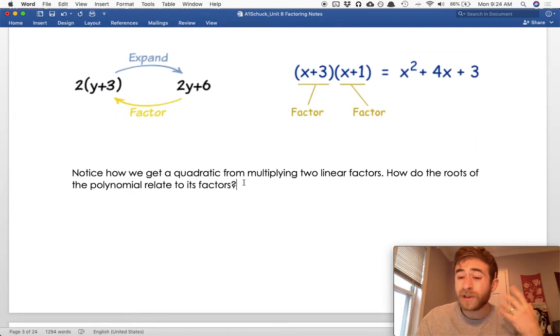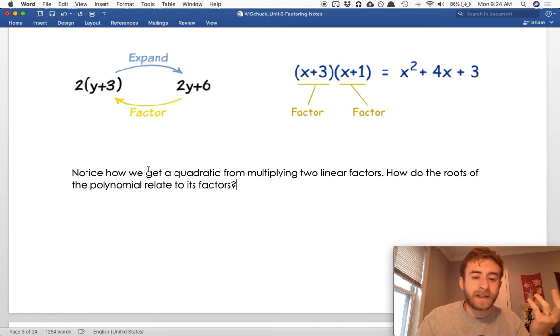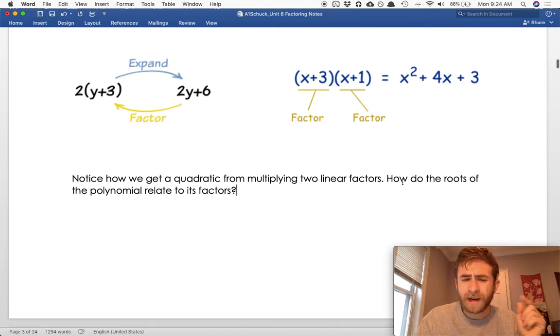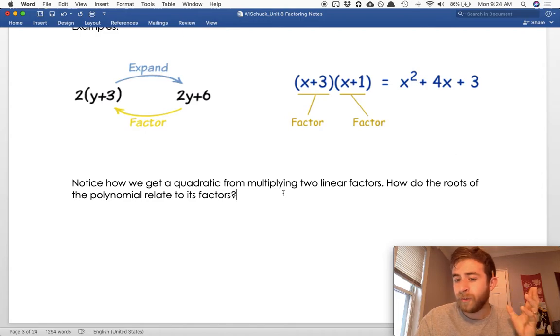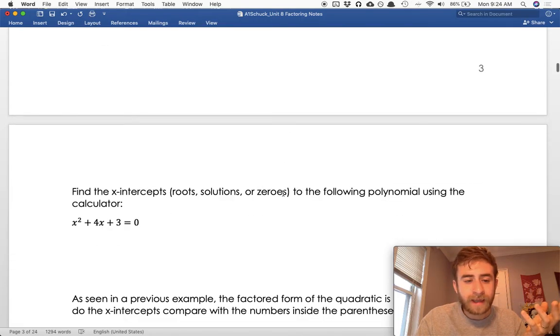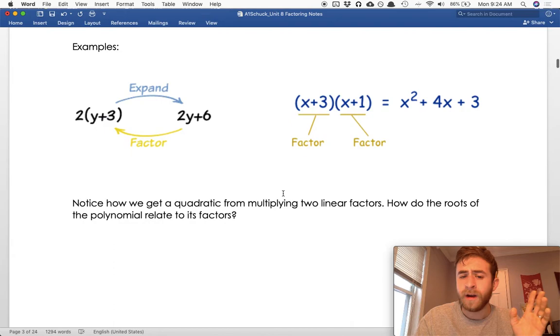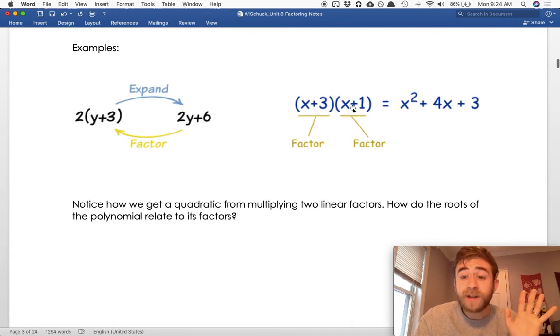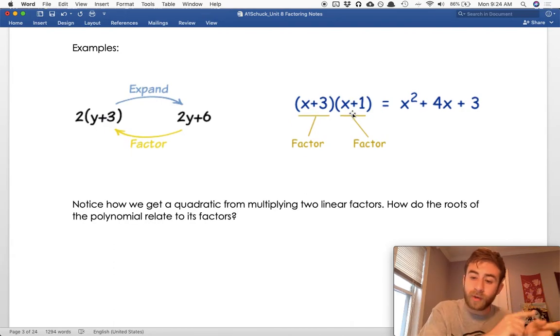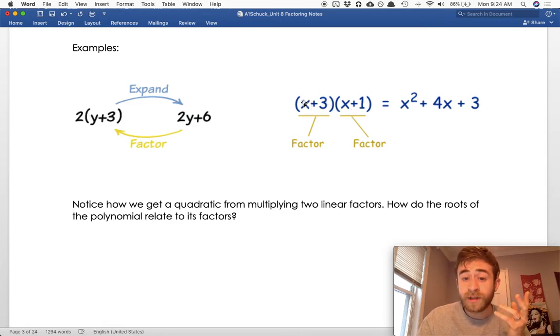And again, we saw this result from the last video. It says, notice how we get a quadratic from multiplying two linear factors. How do the roots of the polynomial relate to its factors? We're going to talk about what the roots mean on the next page, so I won't go too far. But just saying, if we did the FOIL method, and we did this question in the previous video, so check that one for that, it multiplies first times first, outside times outside, inside times inside, last times last. It multiplies to make this quadratic.